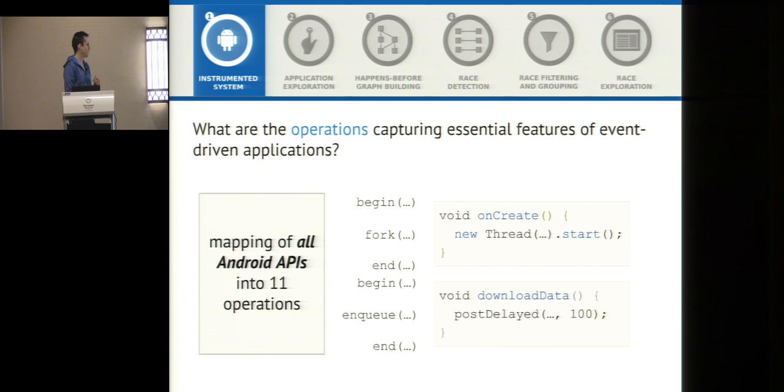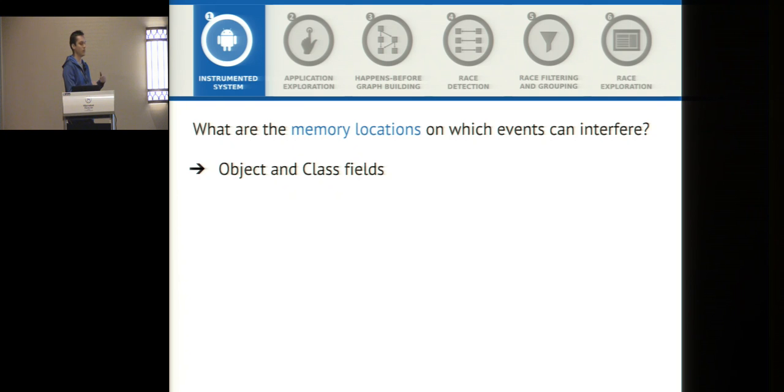And what we did is that we defined 11 operations, and we provided a mapping for all the APIs in the framework to our 11 operations on which we then can perform the analysis. In addition to capturing these essential operations, we also capture the memory locations, which are used to detect the conflicts. Since Android programs are written in Java, these are the standard object and class fields.